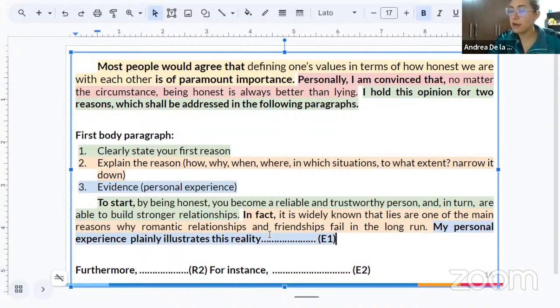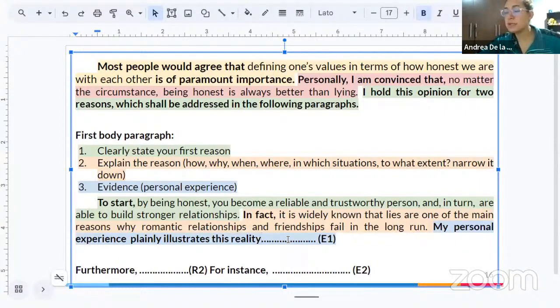You can say, my personal experience plainly illustrates this reality. When I was a teenager, I don't know, I had this friend, right? We're going to be very specific, right? But I'm just giving you a general example. So when I was a teenager, I had this friend, and I lied to him or to her about this thing, and she or he soon found out that I had lied to this person, and our relationship ended.